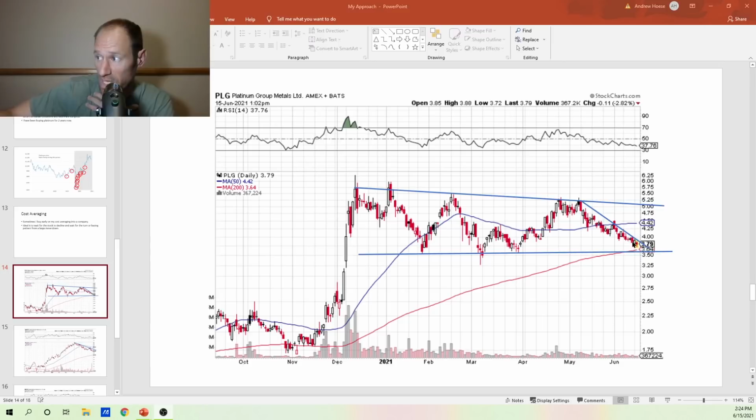And we're getting close down here for either hitting this support line or breaking this downtrend line. We'll see what happens. And if we get into this corner and it breaks to the upside, that's where I'm going to be buying it. I would add into it a little bit.